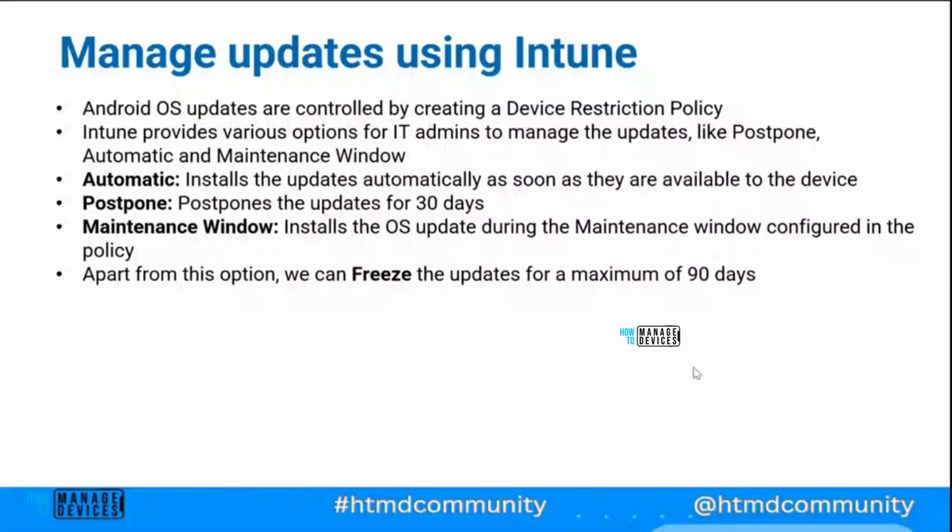Now, you may have a doubt: what if the device goes offline during that period? It will check for the maintenance window and try to update the device for the next 30 days once the policy is assigned. If for any reason the device is not able to update during those 30 days, then on the 31st day, the user will get a prompt to update their device. It will not automatically install the device update.